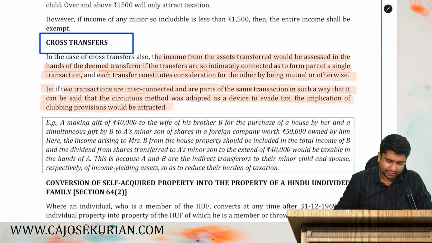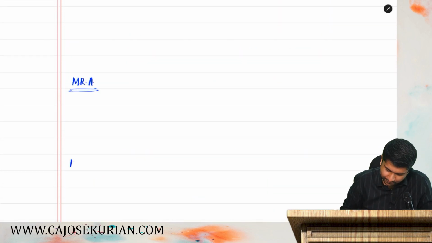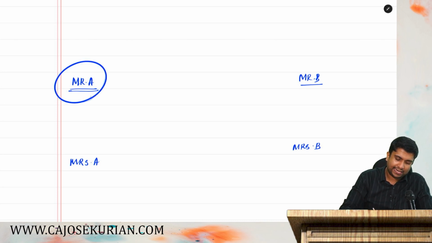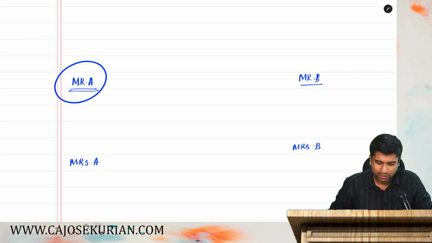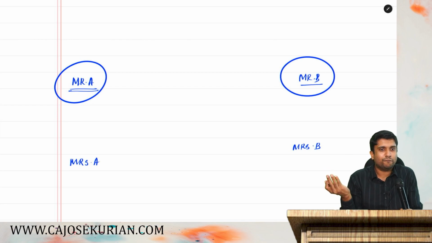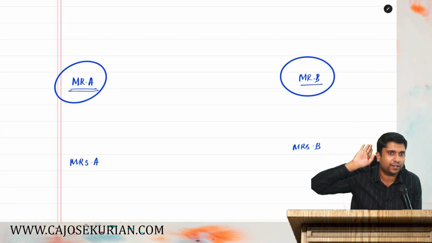I'll give you one example to understand this concept. Say, for example, Mr. A and Mrs. A, Mr. B and Mrs. B. Listen, if Mr. A transfers any asset to Mrs. A, then all the income from that asset will get clubbed in the hands of Mr. A. That's what we have learned. Yes or no? If Mr. B has transferred any asset to Mrs. B, then all the income of Mrs. B will get clubbed in the hands of Mr. B, because without adequate consideration, clubbing provisions will get attracted.